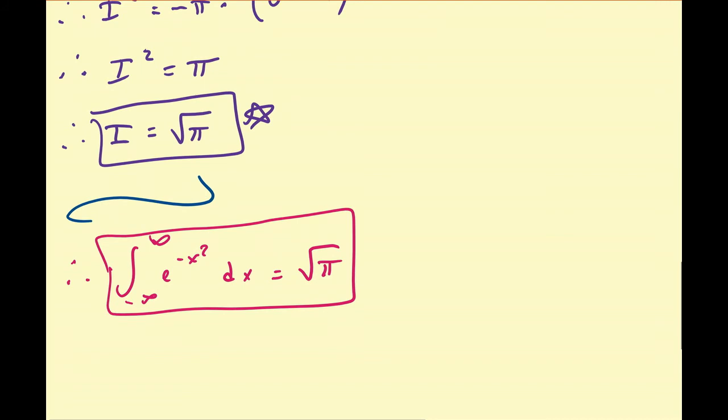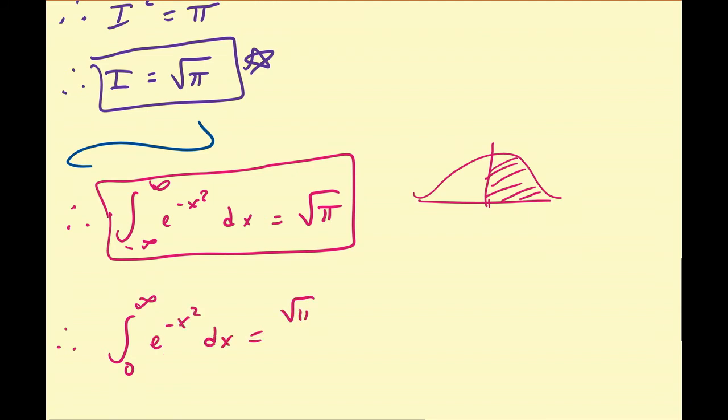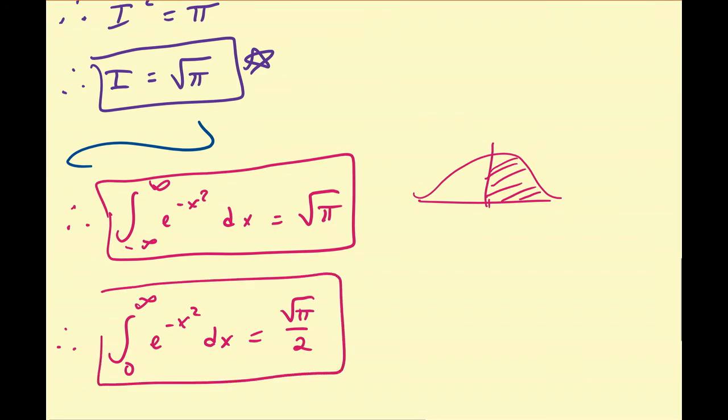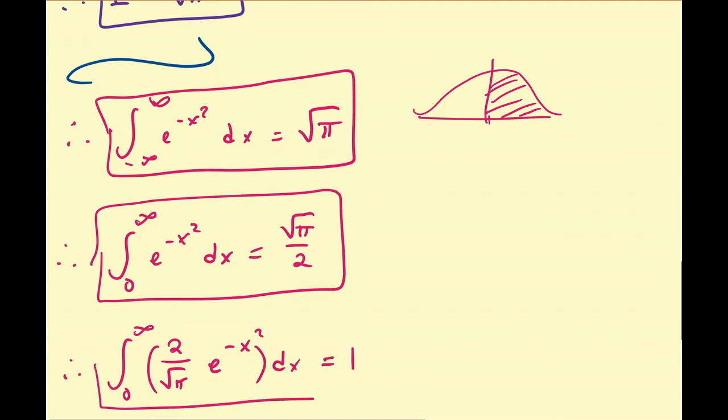Now there are a couple other results that you may get from this as well. The second: since this function is symmetric about the y-axis, we can split this in half and ask ourselves, what is the area under the curve from 0 to infinity? By symmetry, that's just going to be half of the square root of pi. From here, I can divide both sides by the square root of pi over 2. So we get that the integral from 0 to infinity of 2 divided by the square root of pi times e to the minus x squared dx is going to be equal to 1.